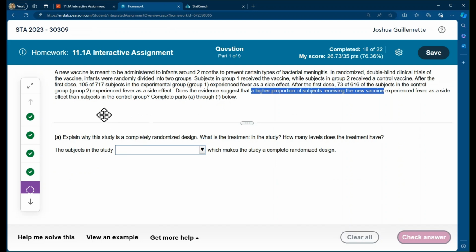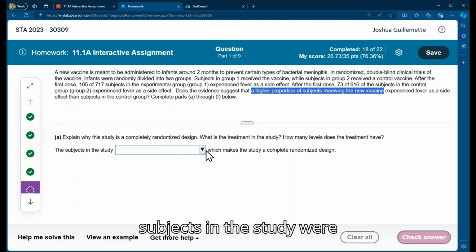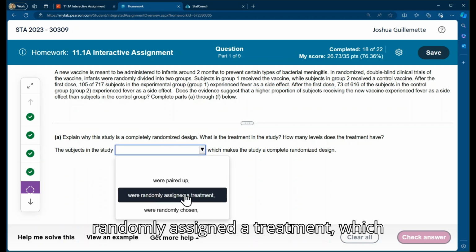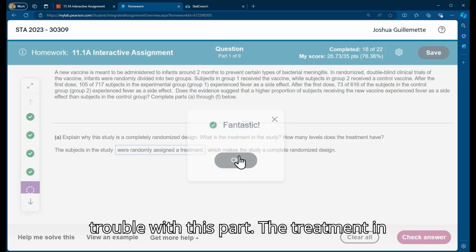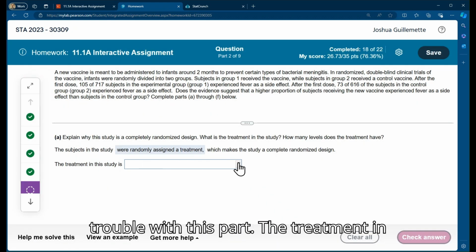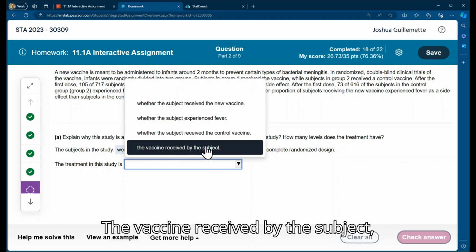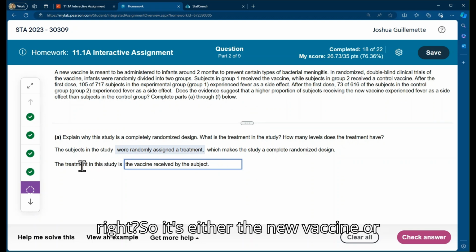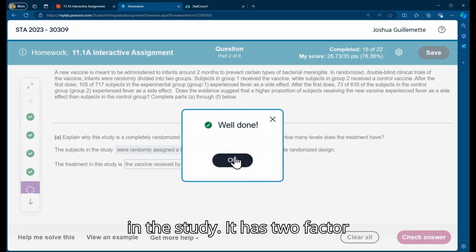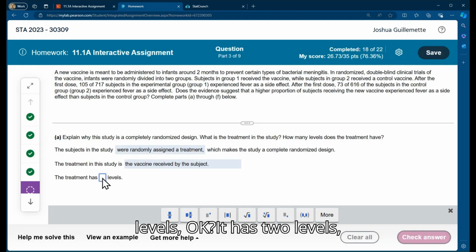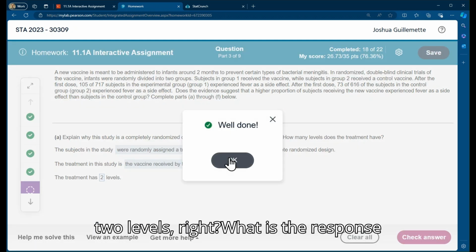All right, so let's explain why this study is a completely randomized design. The subjects in the study were randomly assigned to treatment, which makes the study a completely randomized design. Most of you are not having trouble with this part. The treatment in the study is the vaccine received by the subject. So it's either the new vaccine or the control vaccine. That's the treatment in the study. It has 2 factor levels, the new vaccine and the control vaccine.